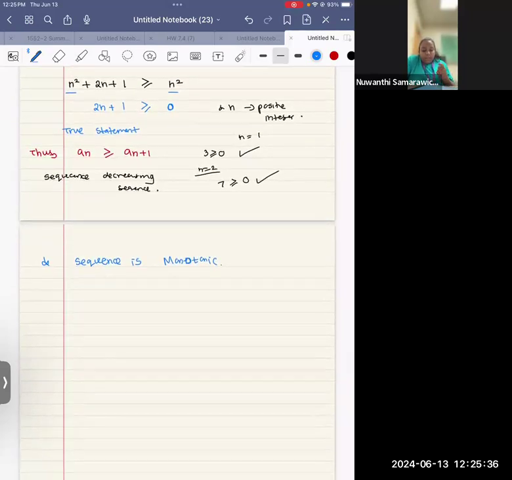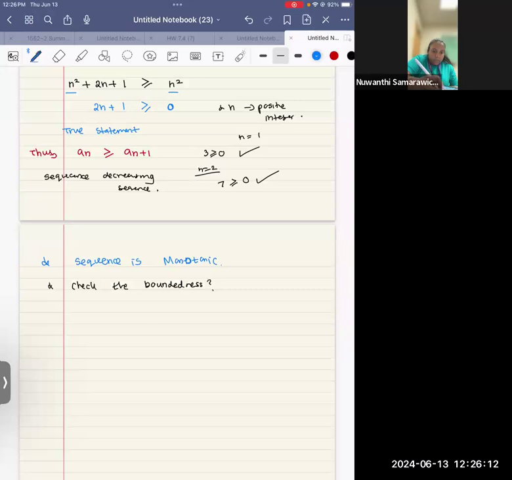Then what is the other part we have to show? We have to show that this sequence is bounded. Okay, so if we show this sequence is bounded, then we can say that the sequence is convergent. Okay, so how to check the boundedness? Now we need to check the boundedness.